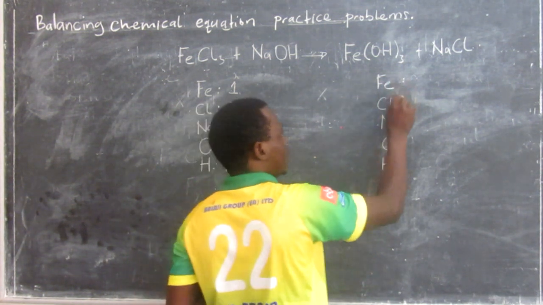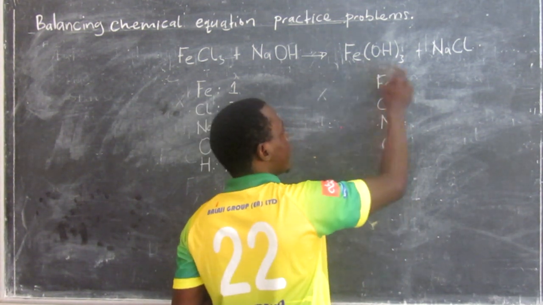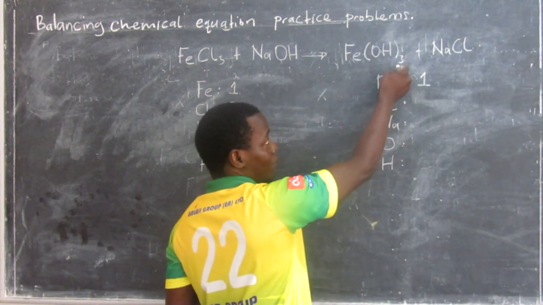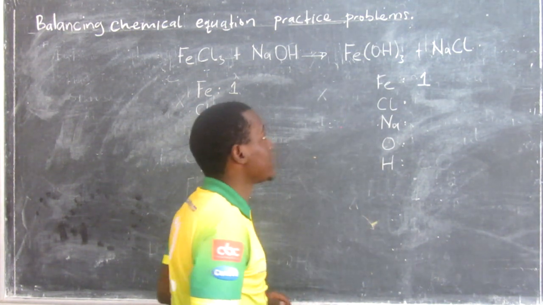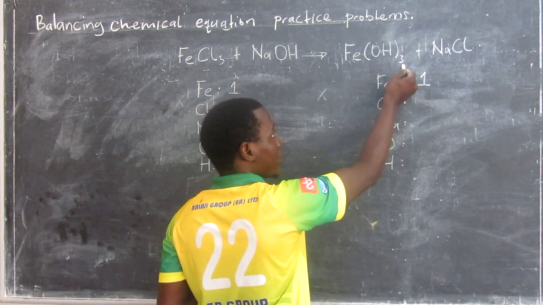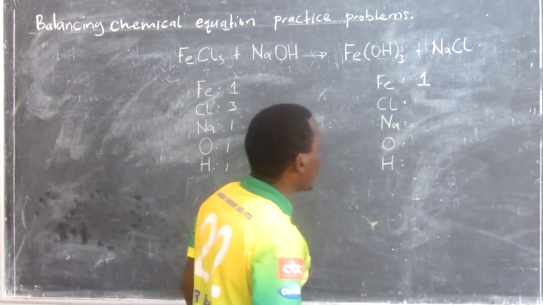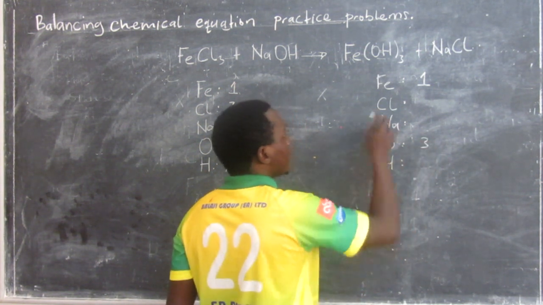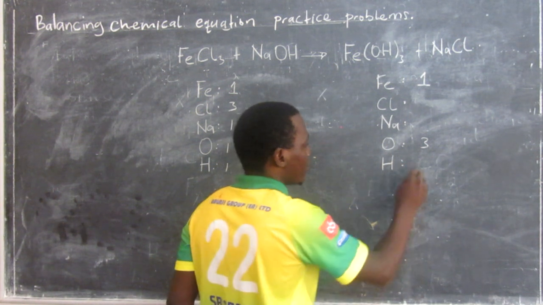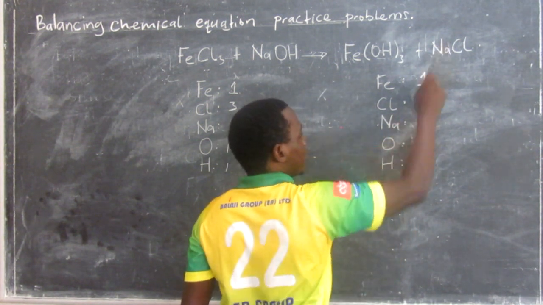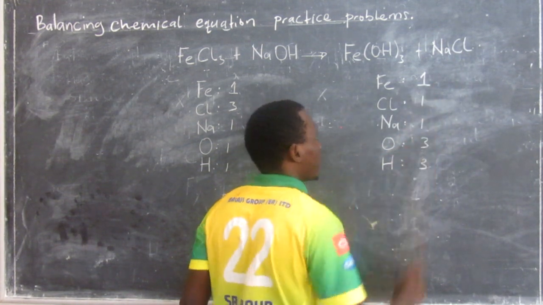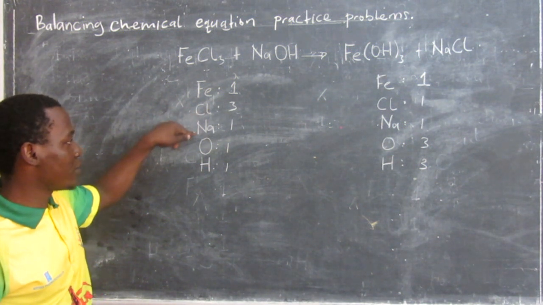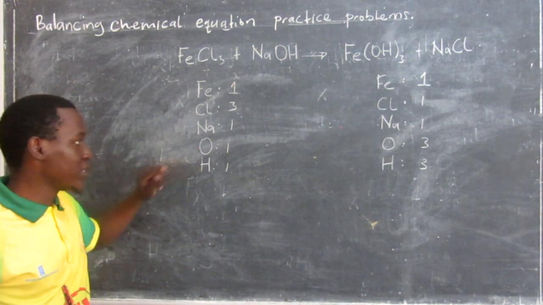Also this side here, we have 1 iron, but remember here we have a bracket. This bracket means that the 3 outside here multiplies each and everything in the bracket, implying that 3 times 1, 3 oxygens, meaning that here we have 3 oxygens, 3 times 1, there are 3 hydrogens, sodium, which is 1, and Cl, which is 1. In this case, you are seeing that iron is balancing, Cl is not balancing, sodium is balancing, oxygen is not balancing, hydrogen is not balancing.